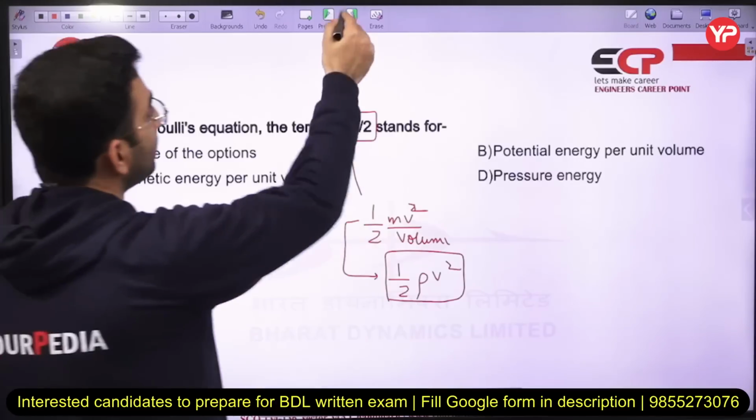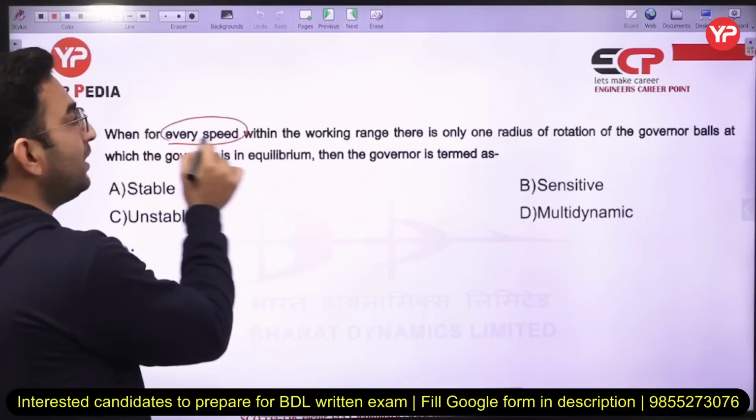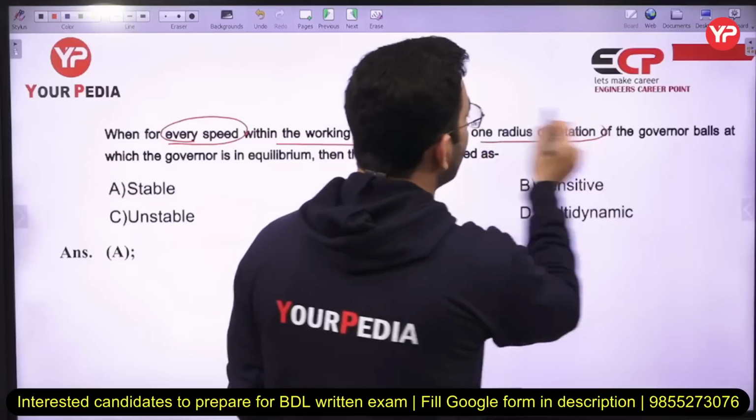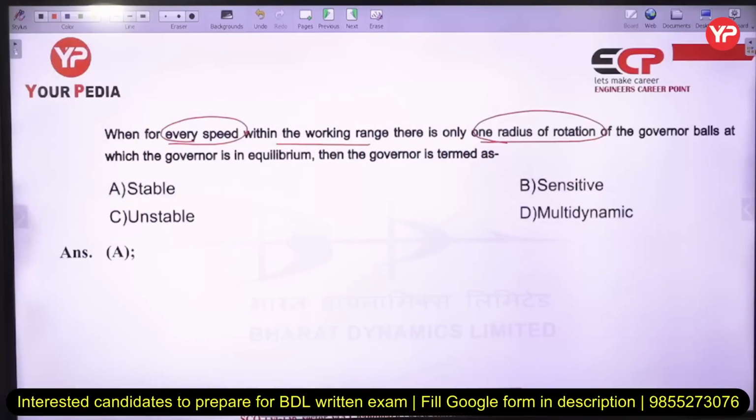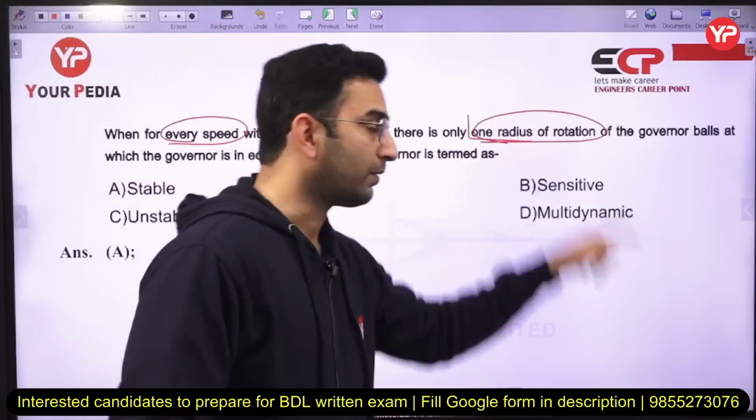Next part: when for every speed within the working range there is only one radius of rotation of the governor balls at which the governor is in equilibrium, the governor is said to be what? Now just see, basically here we are dealing with the stable governor. Why can we say that? Because in the case of a stable governor, you will observe that for every speed within the working range, we have only one radius of rotation here.